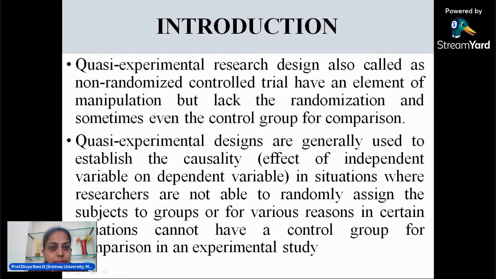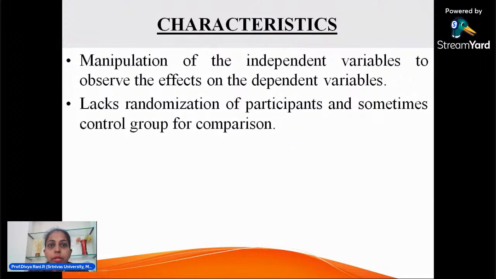Next slide. Okay. So the characteristics of quasi-experimental design: there will be manipulation, that is, the independent variable will be manipulated to check the effect on the dependent variable, and there is randomization, and the control group may be present or may not be present. So that is called quasi experimental design.